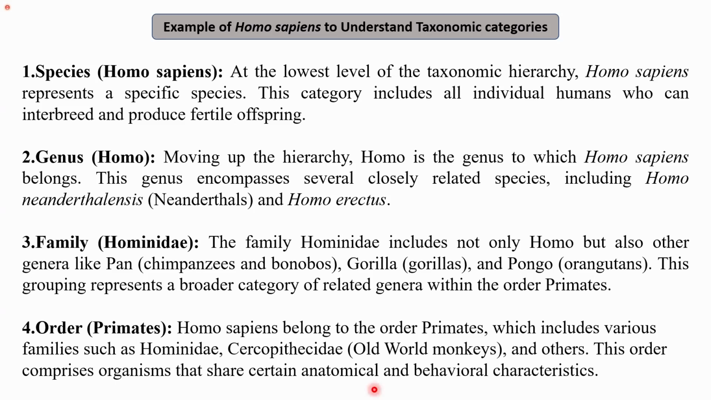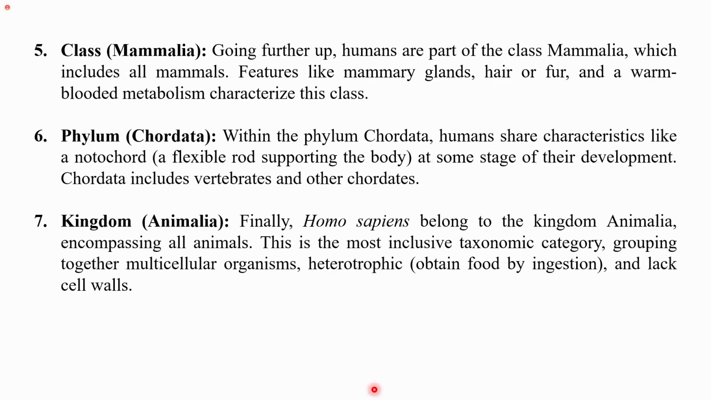After this, as we move further in the taxonomic categories, humans are a part of the class Mammalia, which includes all the mammals. Mammals are the organisms that have mammary glands, hair, fur, and are warm-blooded. So we come under the class Mammalia, but we are not similar to other mammals in all aspects. So when we move towards the lower levels, our species become different.